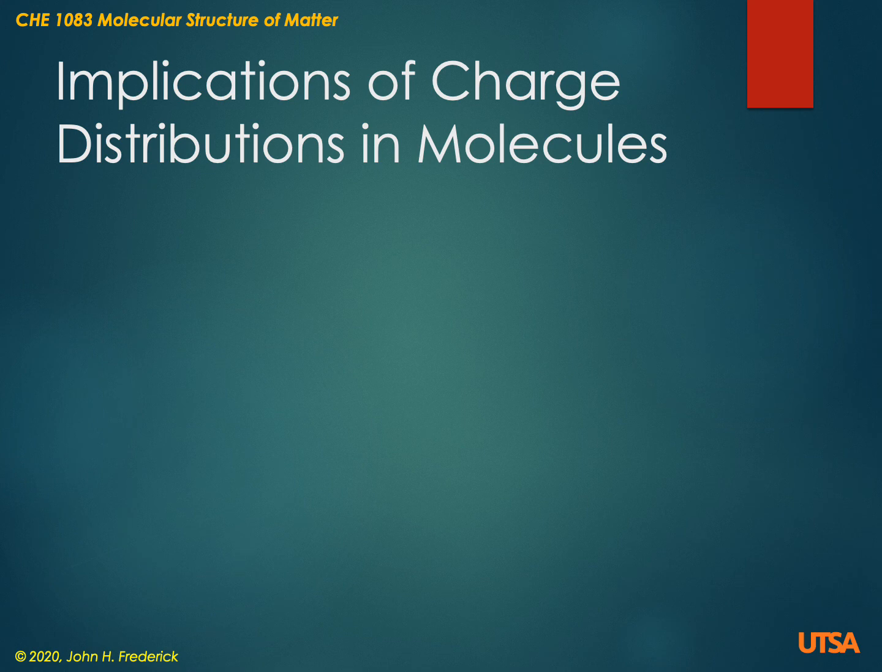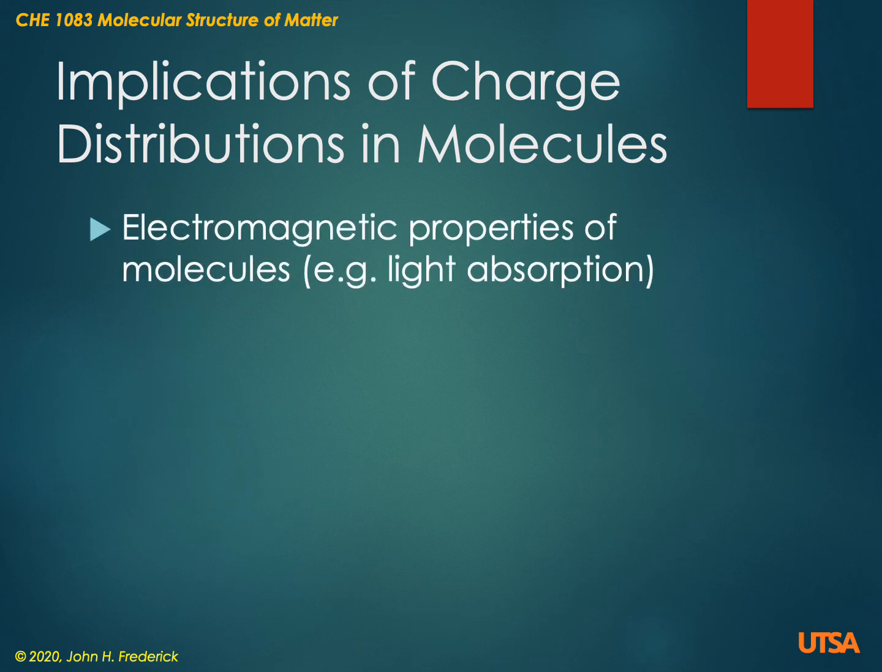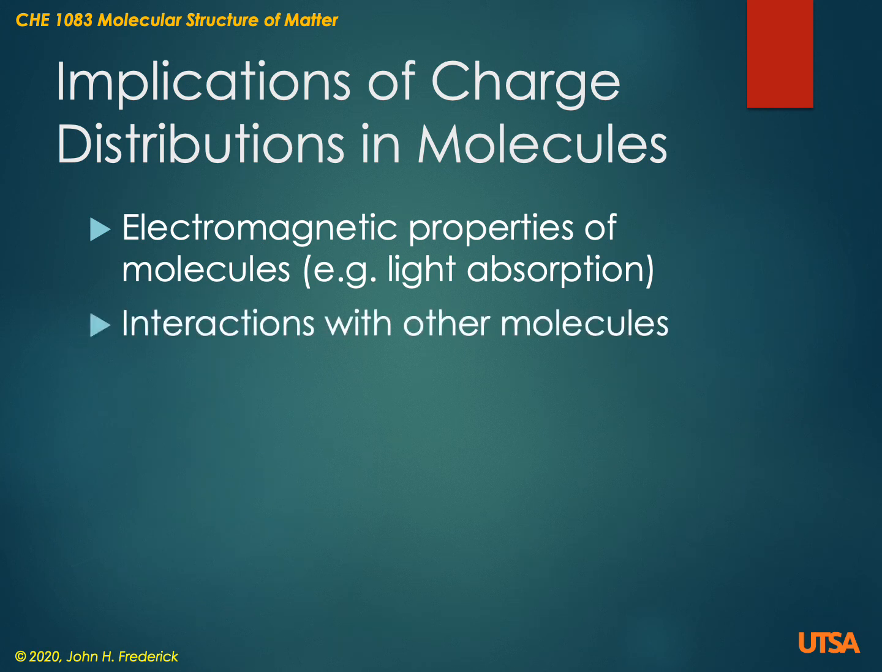So what are the implications? Why do we care about charge distributions in molecules? There are lots of different electromagnetic properties that are determined by these charge distributions. For example, can they absorb light? We'll see some instances of this during the course of this treatment of electrons and molecules, but this is very important for our study of molecules, that it allows them to absorb light.